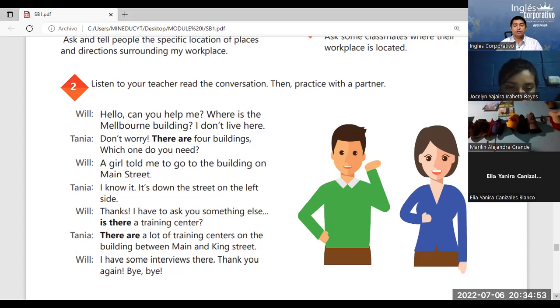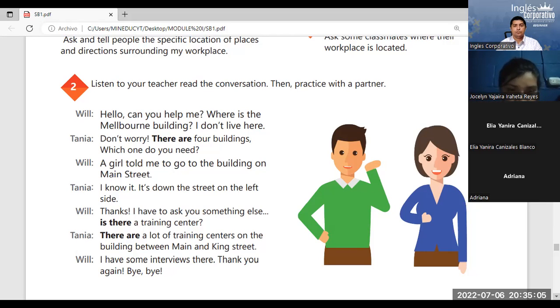Okay, question, preguntas. Yes, teacher. Donde dice, where is the Melbourne building, lo primero, ¿Melbourne, o cómo se pronuncia? Yeah, Melbourne. Melbourne building. Es el nombre del edificio.